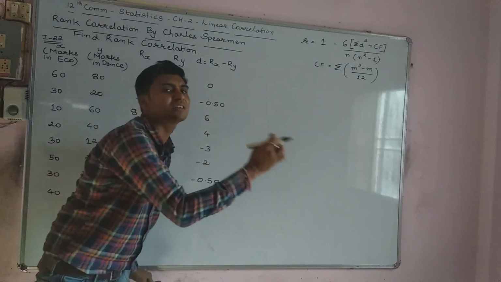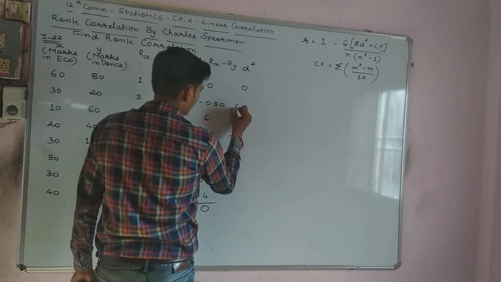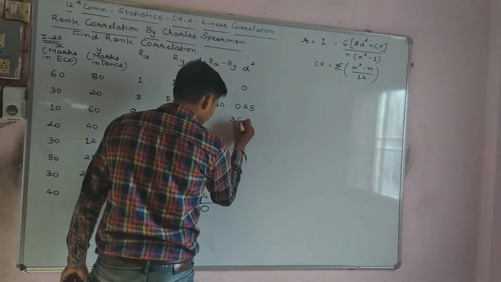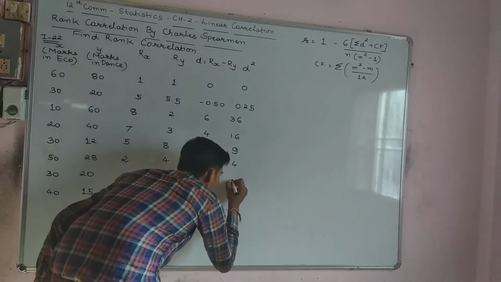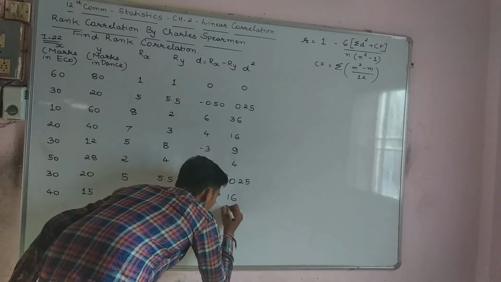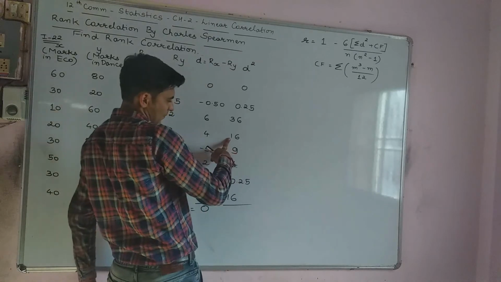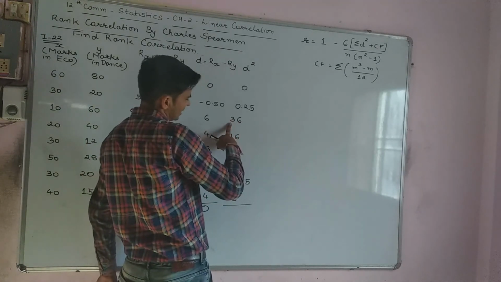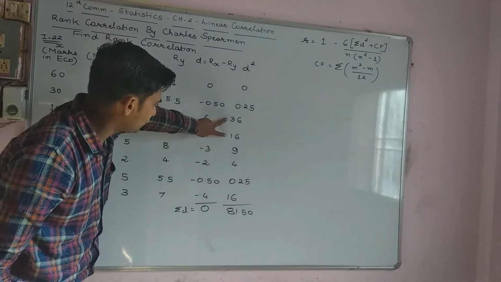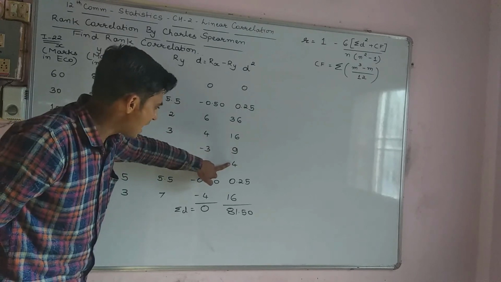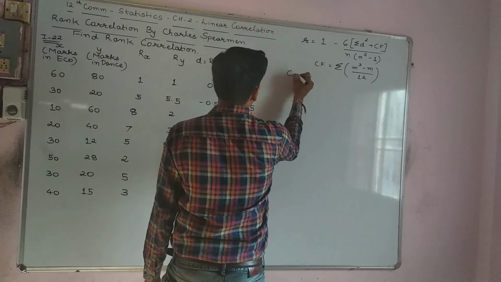Sigma D answer will always be 0. Right? Now D square: 0 square 0, 0.25, 36, 16, 9, 4, 0.25, 16. 16 plus 4, 20, 29, 29 plus 16, 45, 45 plus 36, 81, 81.50. Let's check once again, friends. 36 plus 16, 52, 52 plus 9, 61, 65, 81, 81.50. That's correct.